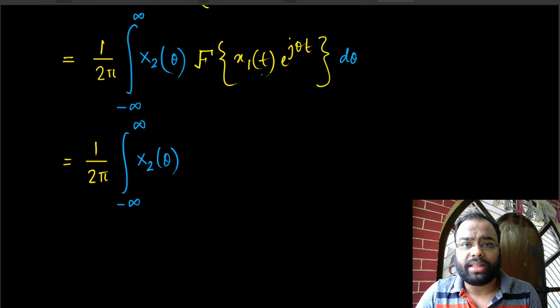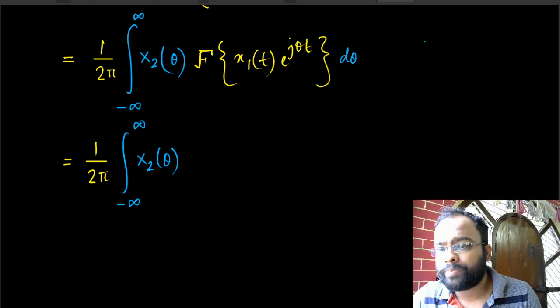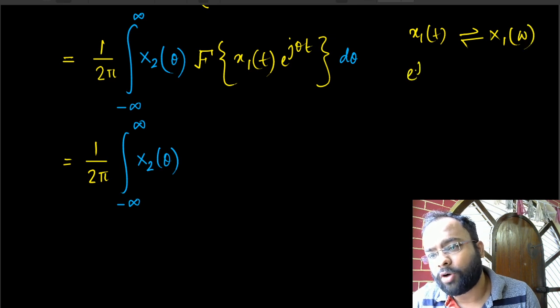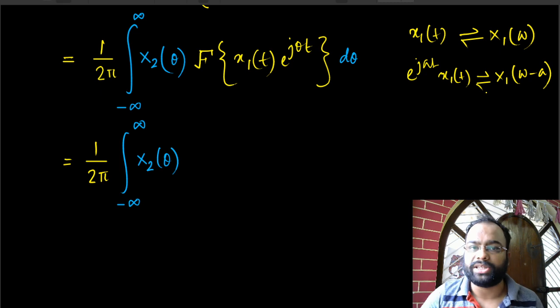Now we know that the Fourier transform of x1(t) is X1(omega). We know that if the Fourier transform of x1(t) is X1(omega), then we know the Fourier transform of this is X1(omega minus a). That's called the frequency shifting property, right?